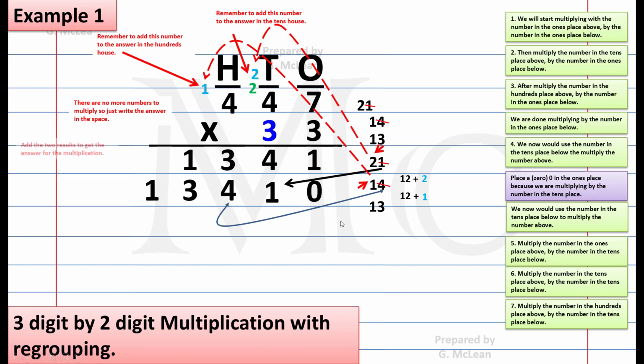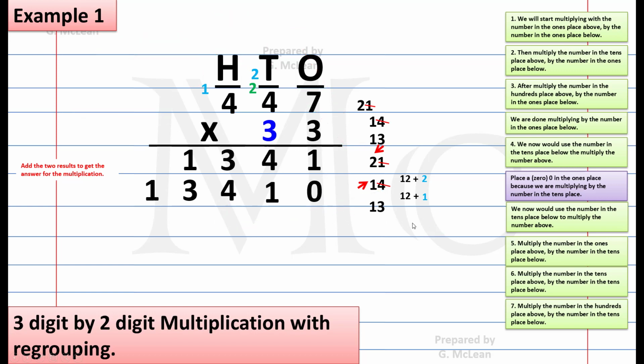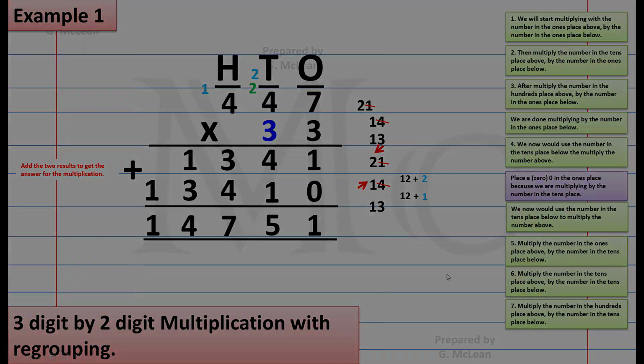13. What do you do now? You add the 2 results together. You add them house by house. 1 plus 0 gives me 1. 4 plus 1 gives me 5. 3 plus 4 gives me 7. 3 plus 1 gives me 4. And there's no other number here. You just bring the 1 straight down. That's your answer.